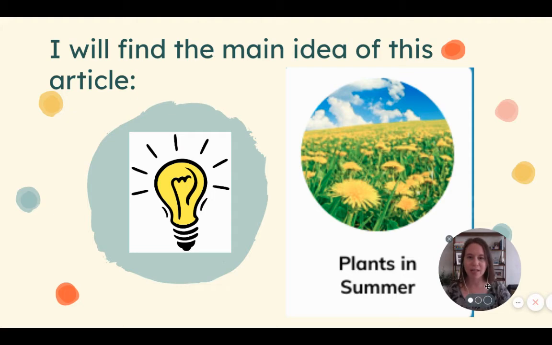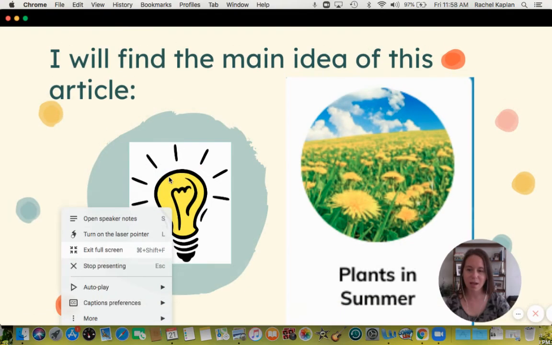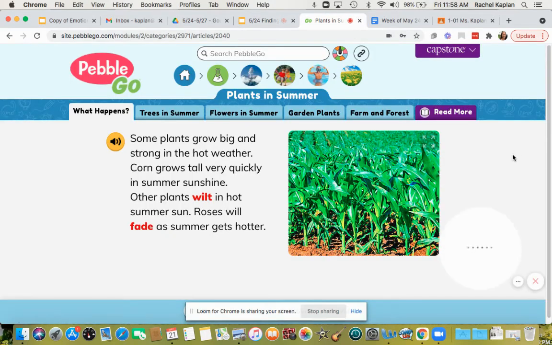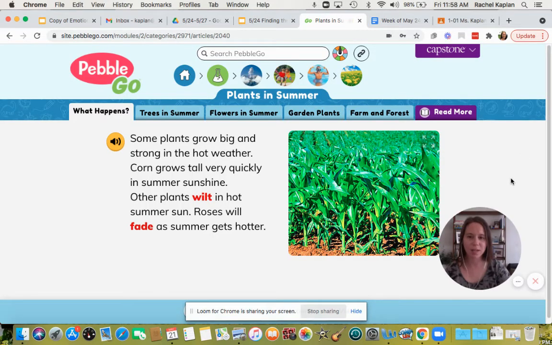I'm going to try finding the main idea of another article on Pebble Go called Plants in Summer. This will help me think about the main idea. I'll use all those clues to help me. Here's my article. First, I think I'll look at the pictures, and then I'll look at the headings.